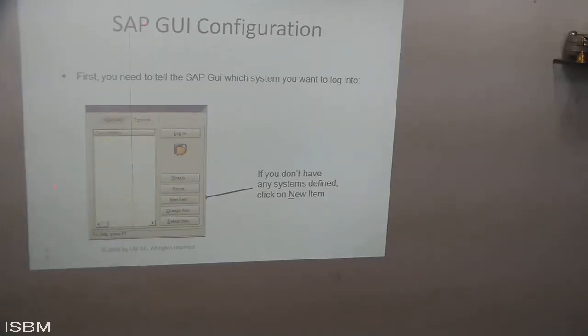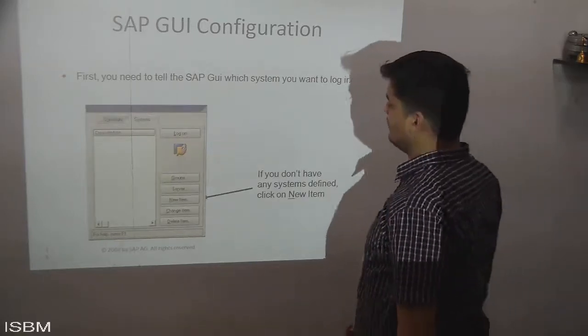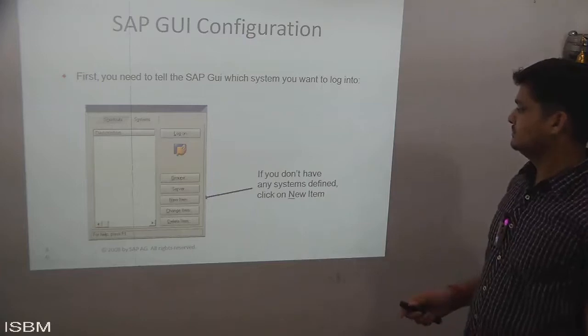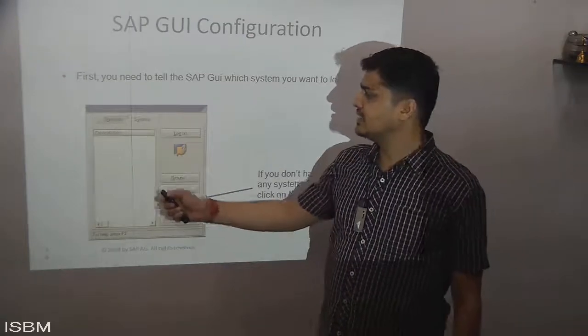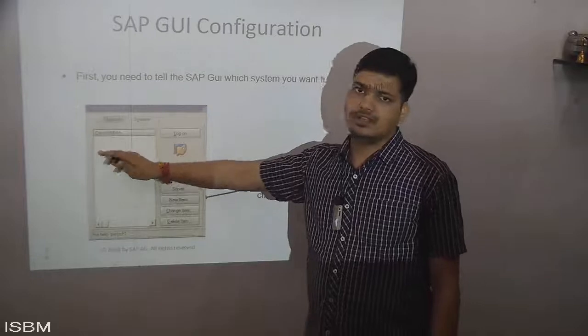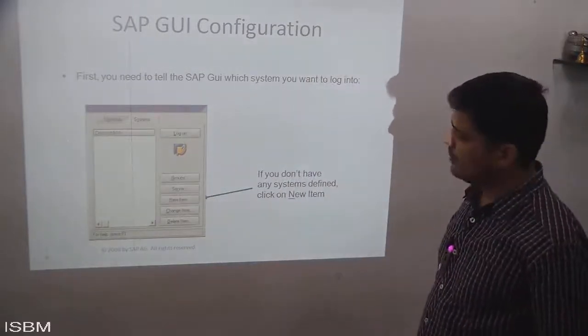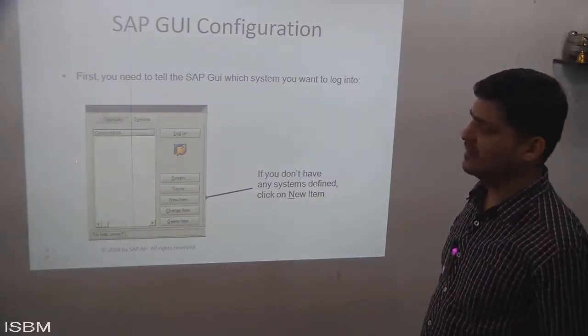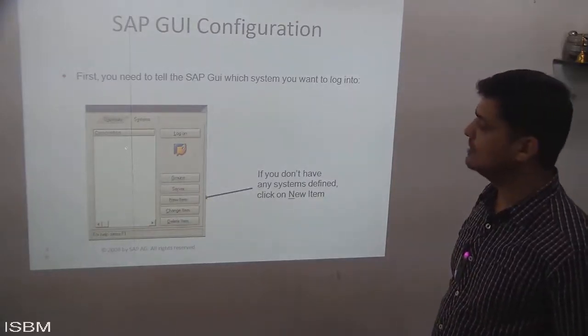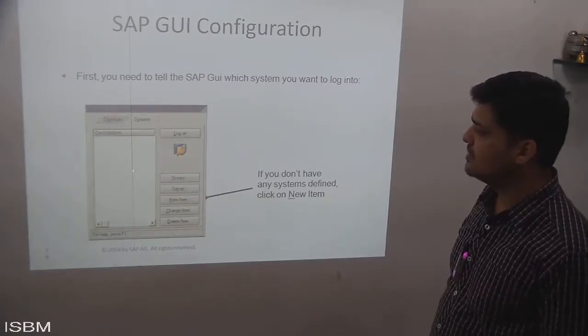This is the SAP GUI screen. First, you need to tell the SAP GUI which system you want to go to. Here you will get the description of each and every system, like the development system, quality system, and production system. Then sandbox. So all the system descriptions you will get over here.